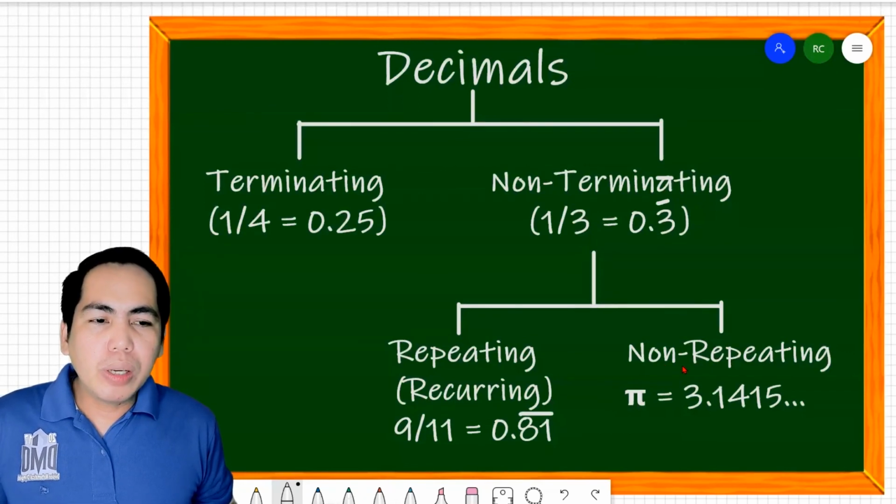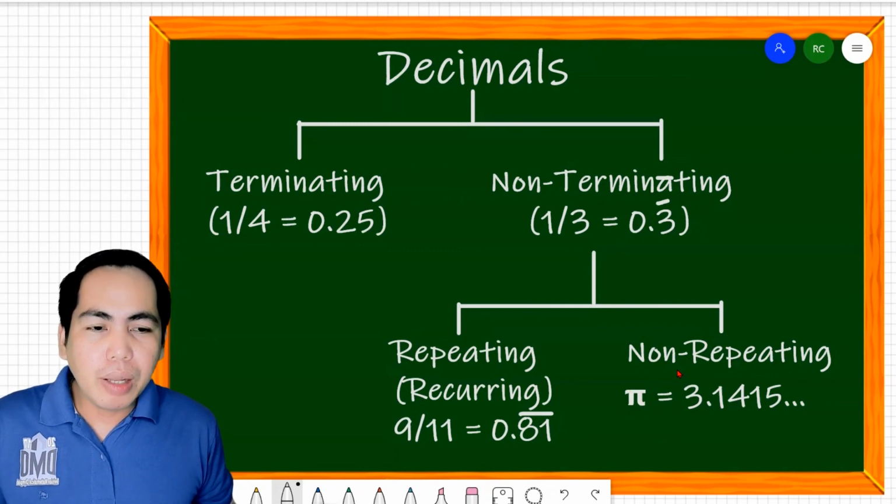And we have also non-repeating decimals. An example of non-repeating decimals is the equivalent value of pi, which is 3.1415 and so on. So there you have it, how to differentiate between terminating and non-terminating decimals.